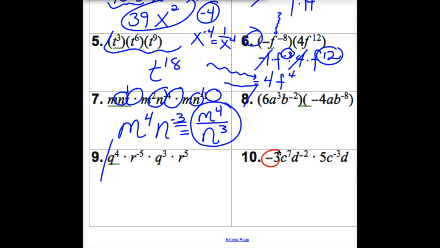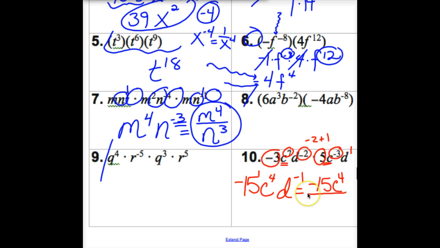I'm going to take these numbers out front, and in my brain or physically on paper, I'm going to pull them out front. -3 times 5 is a -15. It's a negative number. It's going to stay put. Then I'm going to do c to the 7th, and I've got c to the -3rd, and when I add those exponents up, I get a 4. I've got a d to the -2 and a d to the 1st. And when I do -2 plus 1, I'm at -1. Again, we don't leave negative exponents. The exponent on that is actually positive, so the -15 is going to stay put. This c to the 4th is going to stay put, but this means to divide by d once.